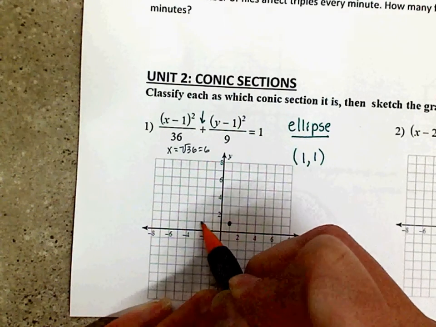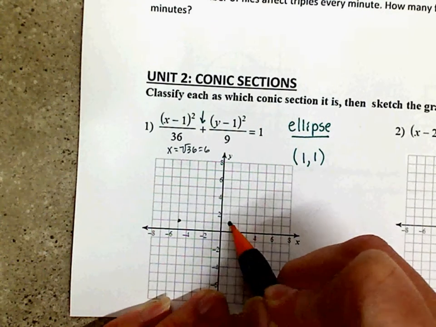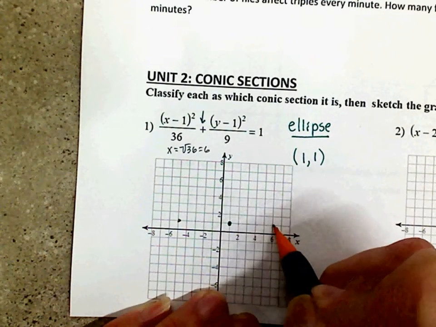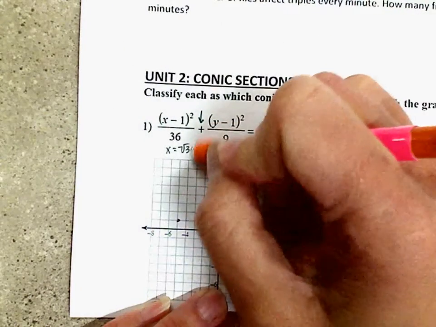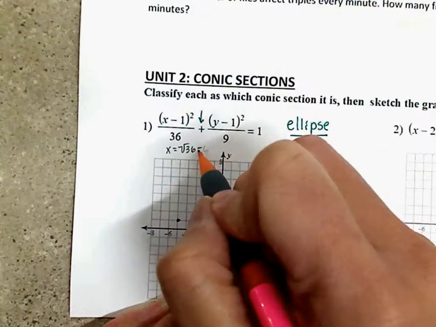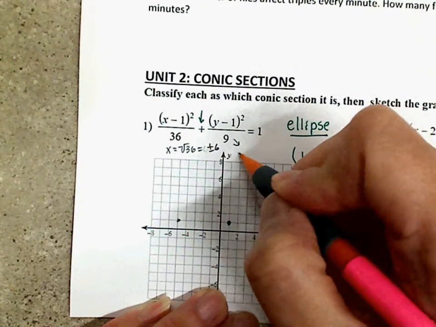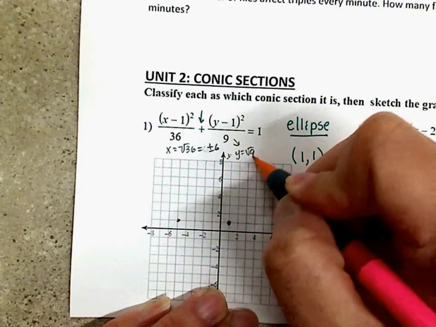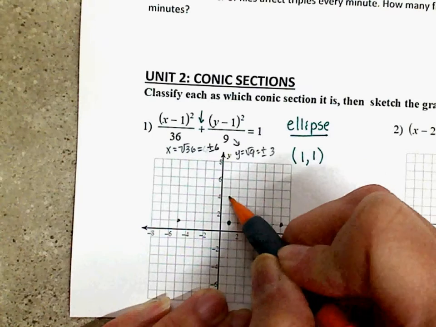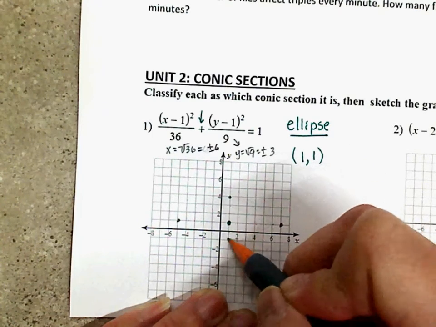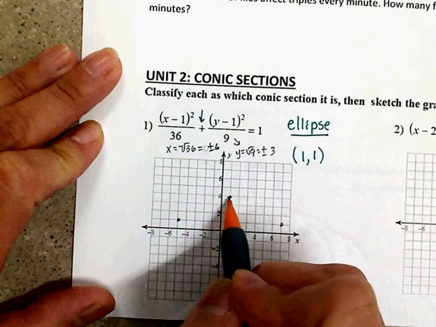1, 2, 3, 4, 5, 6. And you're going to go to the right 6 places. 1, 2, 3, 4, 5, 6. Because it's actually plus or minus 6. Let me write that correctly. Okay? For your y, it is the square root of 9. The square root of 9 is plus or minus 3. So up 3, down 3. 1, 2, 3. And there you have the shape of an ellipse.